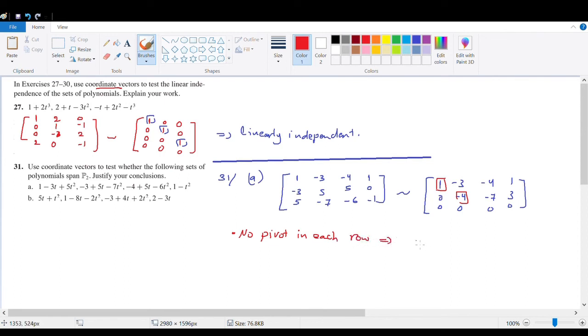So it does not span R3, and by the isomorphism between R3 and B2, the given set does not span B2.